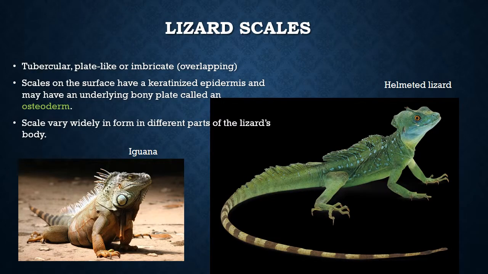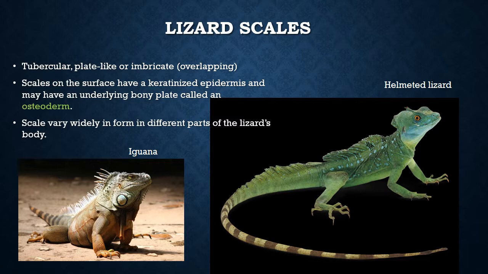So let's look a little bit at the lizard scales. They're unique in that they can either be tube-like or plate-like. And they're what's called imbricate, meaning that they overlap one another. Scales on the surface have a keratinized epidermis, and then underneath they have a bony plate called an osteoderm. That term might sound a little familiar because when we were looking at the echinoderms, they had what's called ossicles, which were a bony plate. So that osteo meaning bony, so osteoderm.